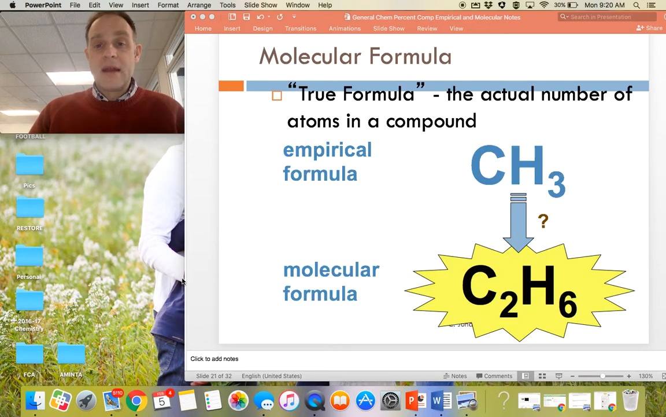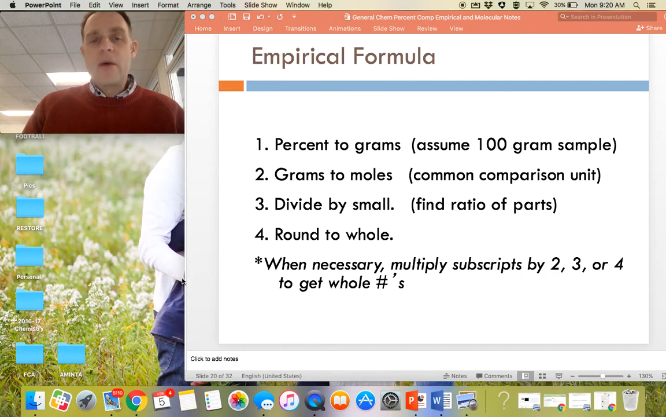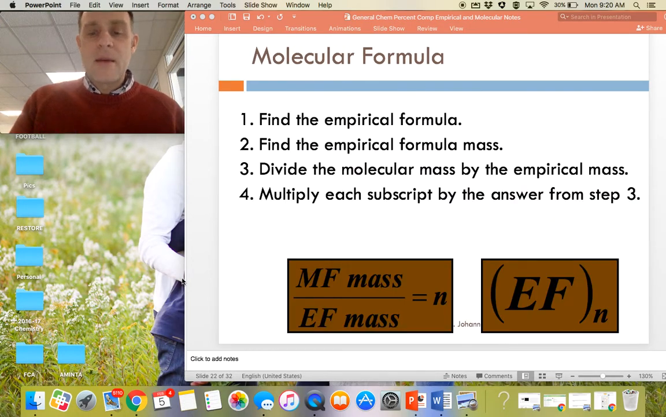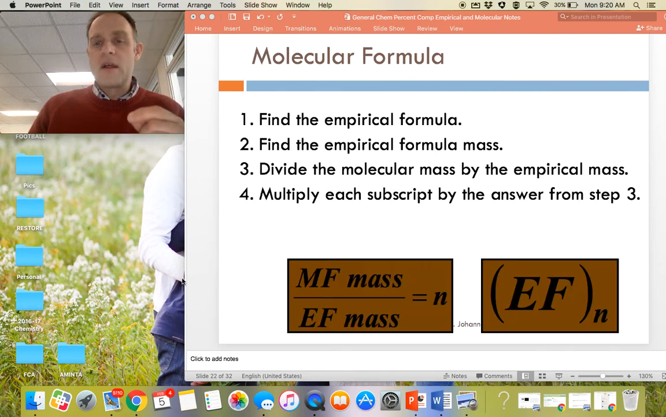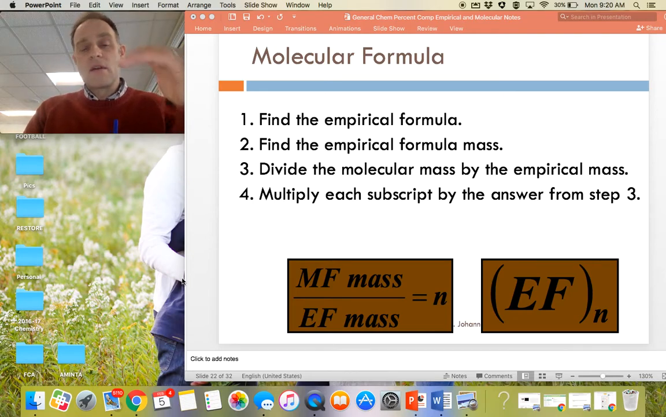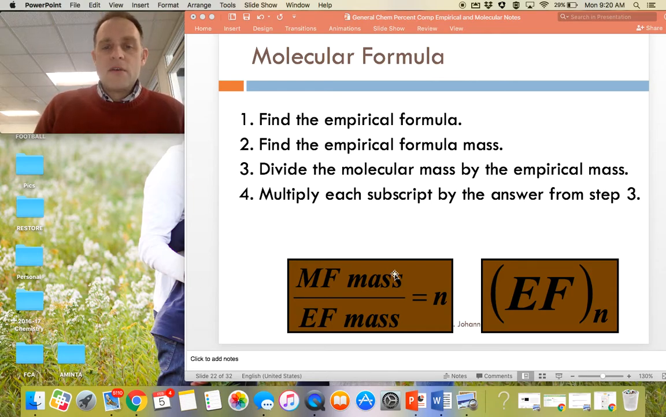Okay, if I go back again, CH3 would be the empirical, C2H6 would be the molecular. So I would find the mass of the bottom one, the C2H6, that would go on the top. The reduced one, CH3, the empirical formula, that would go on the bottom. And then I divide them. Okay, I take the mass of the molecular divided by the mass of the empirical. That'll give me N. Then what I need to do is I take that N and I'm going to bring it back over to the empirical formula and plug it in as a subscript.